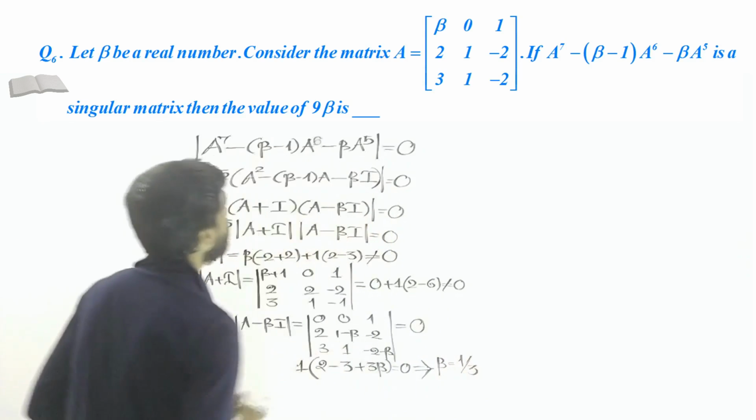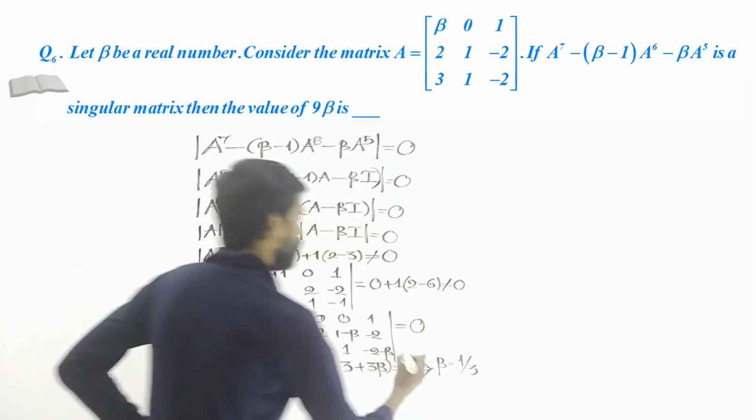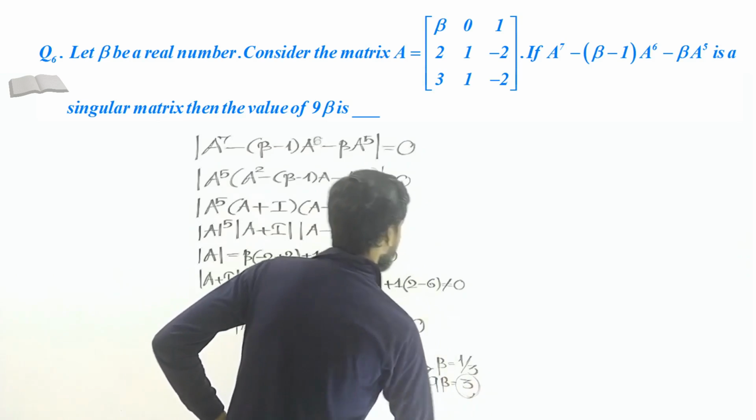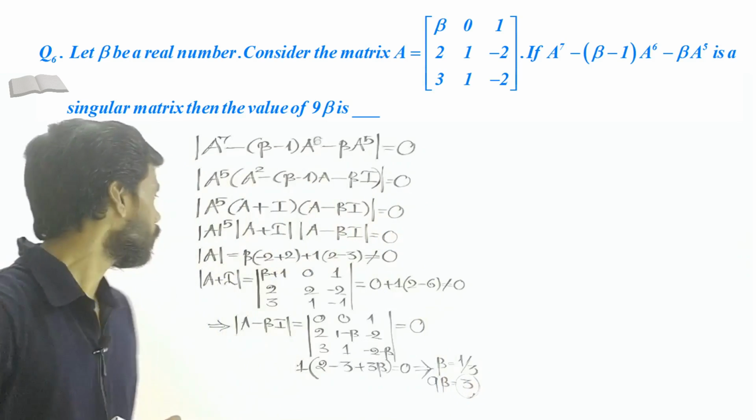That's all. So what we need to find is the value of 9 beta. So 9 times beta equals 3. So that is our required answer, right? So it's very simple.